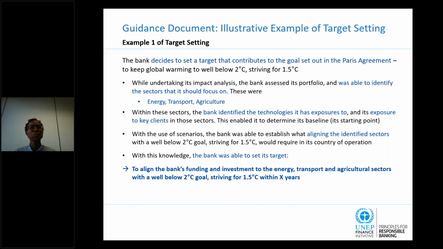Within these sectors, we need to understand what technologies are used. For instance, are the majority associated with, let's say, natural gas power plants with lower efficiencies, or are they mostly wind power plants with minimal impact on the environment and society? So it is also important to understand the type of clients that I have exposure to in those subsectors.